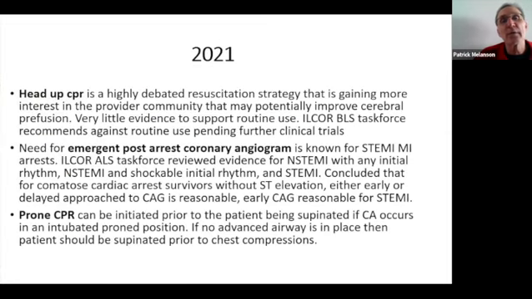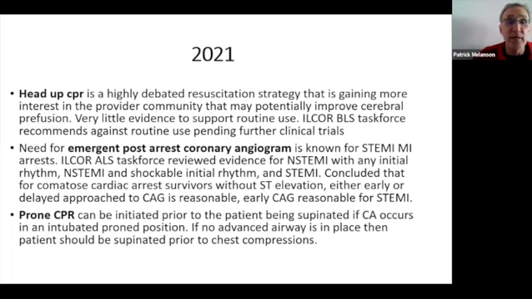So if you're looking at some of the top topics that are relevant from the 2021, they do make some comments on head-up CPR, which we'll get into. They try to clarify the emergency post-arrest need for a coronary angiogram, and don't really clarify it that much. Basically saying there's not a change in the science or in the evidence base. But basically, if it's a STEMI, you should highly consider going to the cath lab.